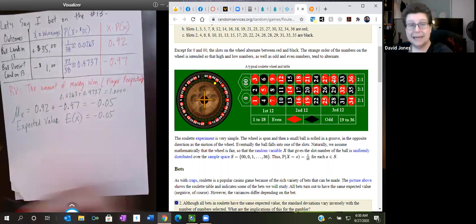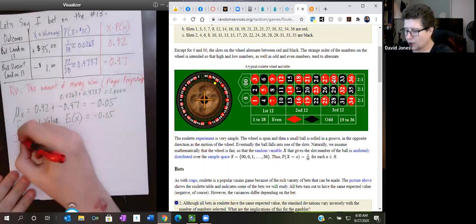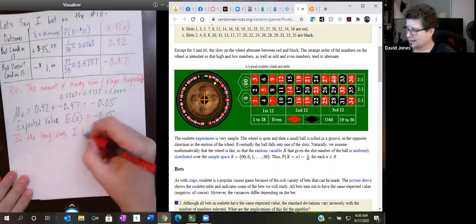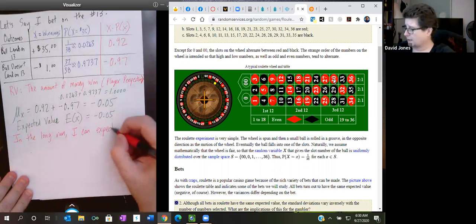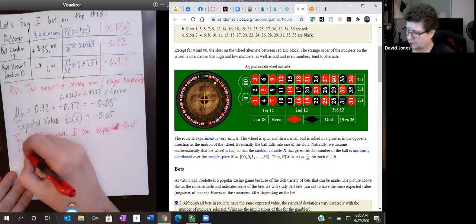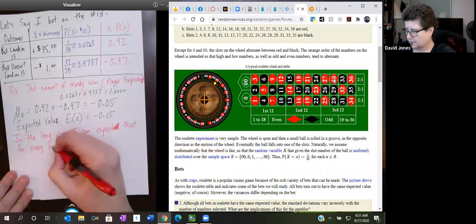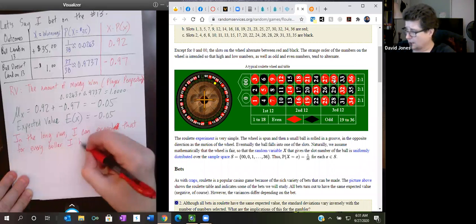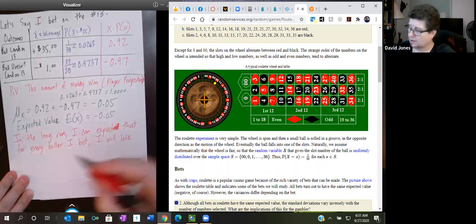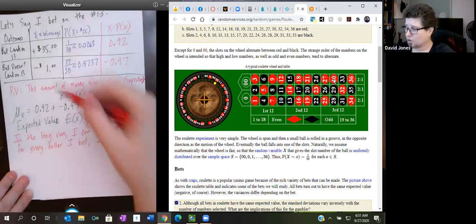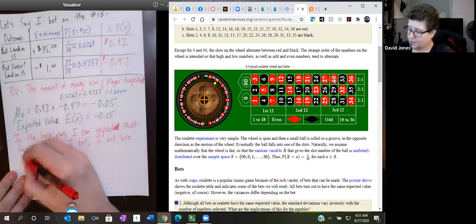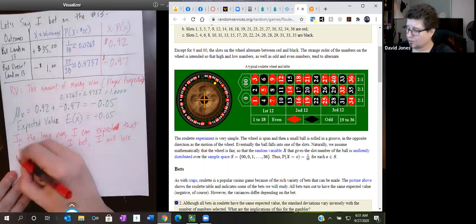So what does that mean? In the long run, I can expect that for every dollar I bet, I will lose 5 cents. Because this was in money. $35, $1, this is money. I will lose $0.05 or 5 cents.